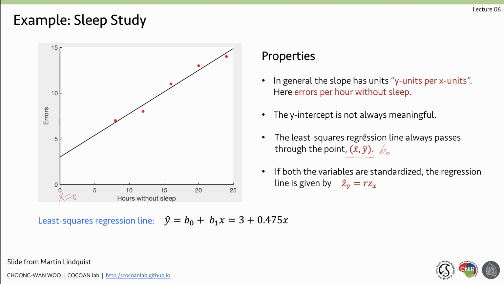If both variables are standardized, the regression line is given by this. Because the units are 1, b1 equals just r. Okay?